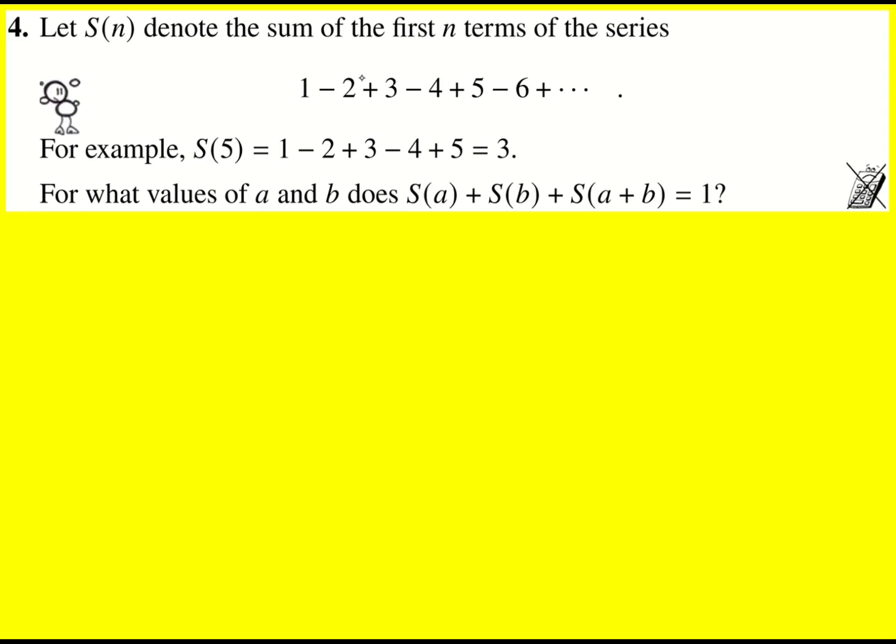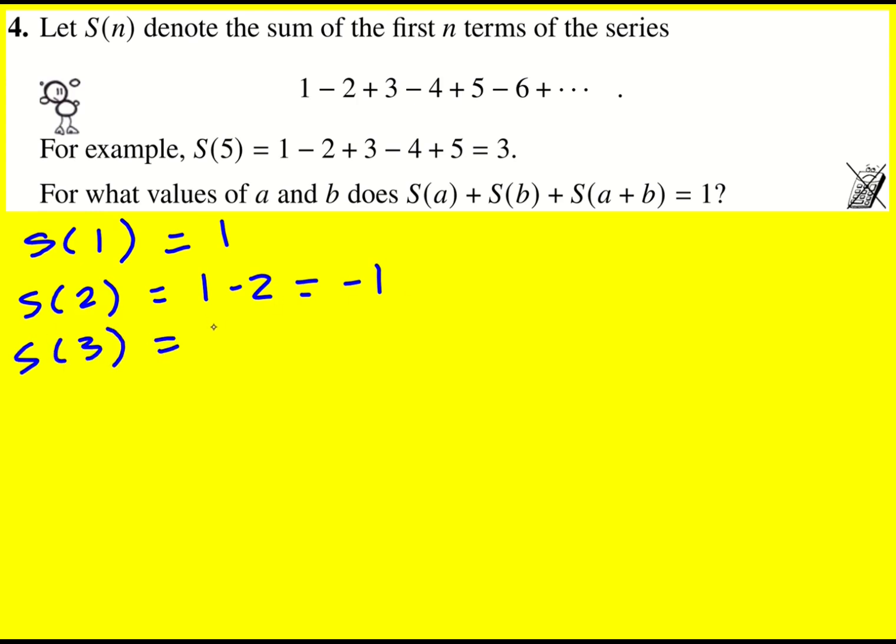In this question, we've got an interesting summation where we are alternately subtracting and adding consecutive numbers, essentially. So I think a good shout is, although we're given S5, to write down just the first few. So S1 is going to be 1, and then S2 is going to be 1 minus 2, which is minus 1.